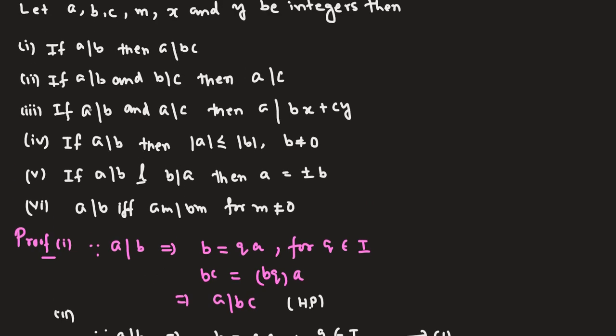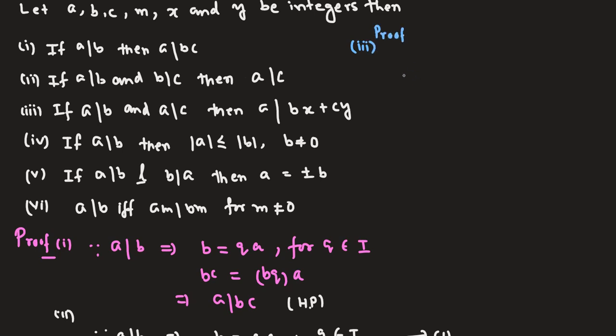Now coming to the next part: A divides B and A divides C implies that A divides Bx plus Cy, where x and y are integers. So result 3 we can prove here. Proof of result 3.